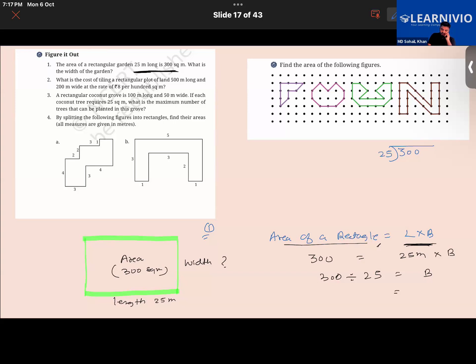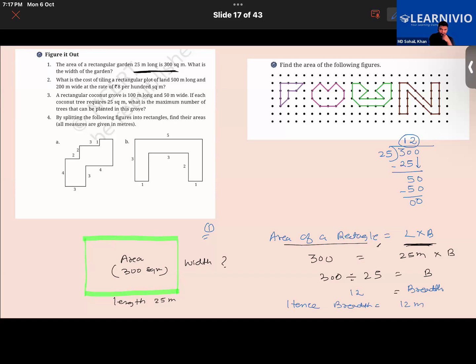Let me help you then. 25 ones are 25. 30 minus 25 is 5 here. You will bring this 0 here, so that becomes 50. 25 twos are 50. 50, 50 cancel, nothing is left here, so that's simply 0. So your answer is 12. Understood. So breadth is how much? It is 12 meter. Hence breadth equals 12 meter.